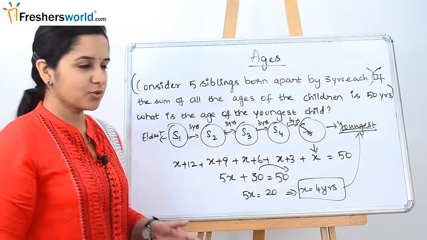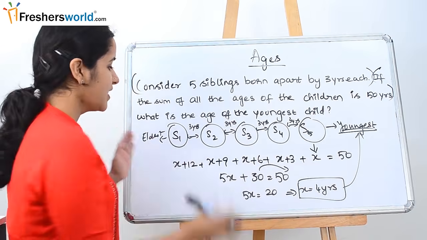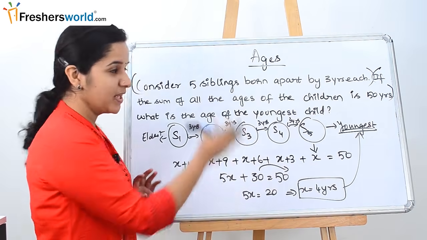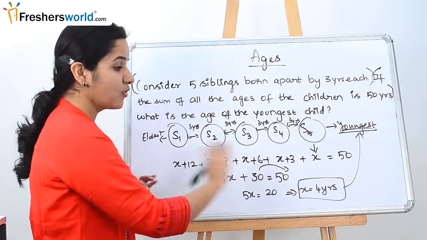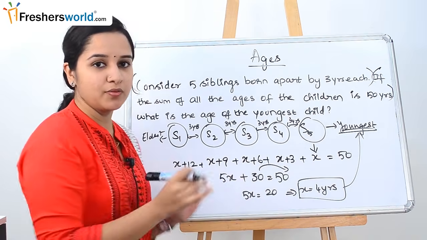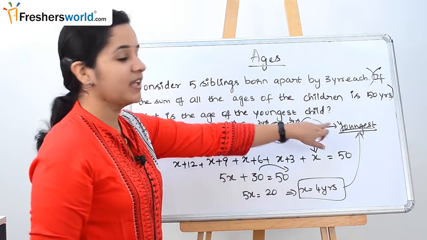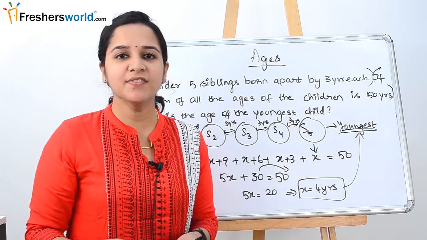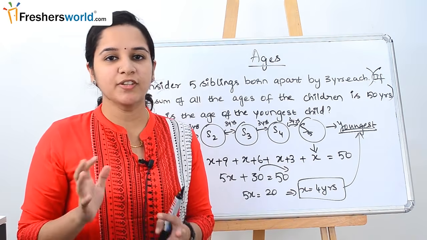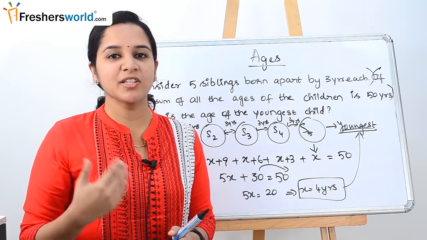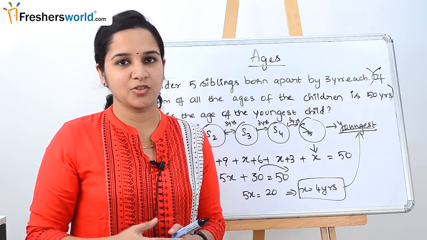So what did we do in this question? First we split it across, then we wrote the 5 siblings and we found the age difference between them. The second part of the question told us the addition of all these ages is 50. So we equated it to 50 and found the unknown variable x. x is nothing but the youngest child's age. So we know the youngest child's age is 4 years. In this video, we will discuss 2 different sums to understand the concept better. In the upcoming videos, we will be solving much tougher problems on ages to understand this concept overall better.